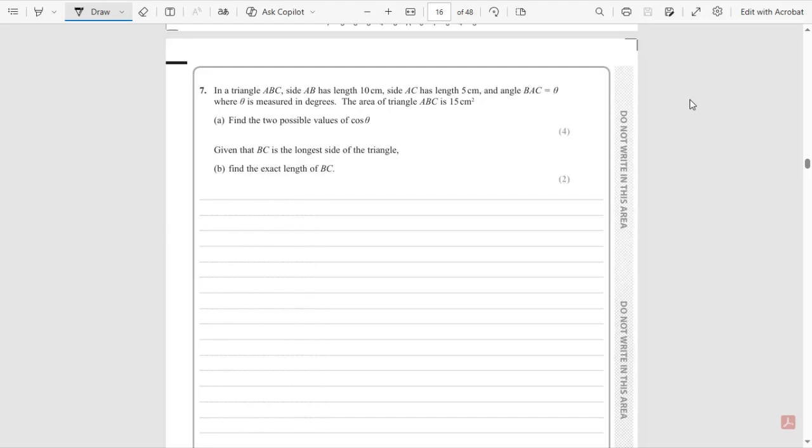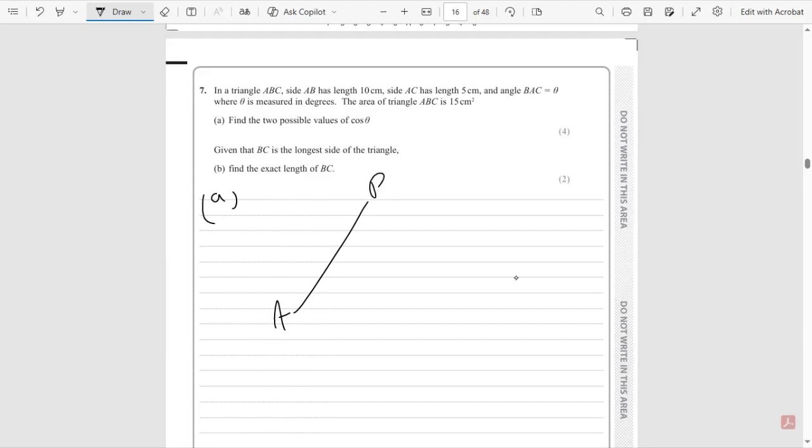It may be useful for part A of this question to draw a triangle, some kind of diagram, so we can visualize what the triangle will look like. Let's do that down here. Let's call that A, let's call that B, let's call that C. It doesn't have to be accurate, just a rough diagram. A to B is 10. A to C is 5, and angle BAC, this angle there, is theta. Okay, so we have that.